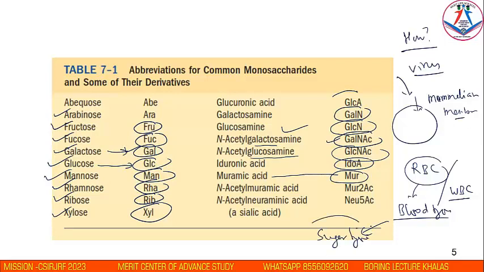Okay? Sugar type. One question frequently asked in the examination: suppose there are 4 bases in DNA, A, G, T, C. So how many combinations are possible? Okay.